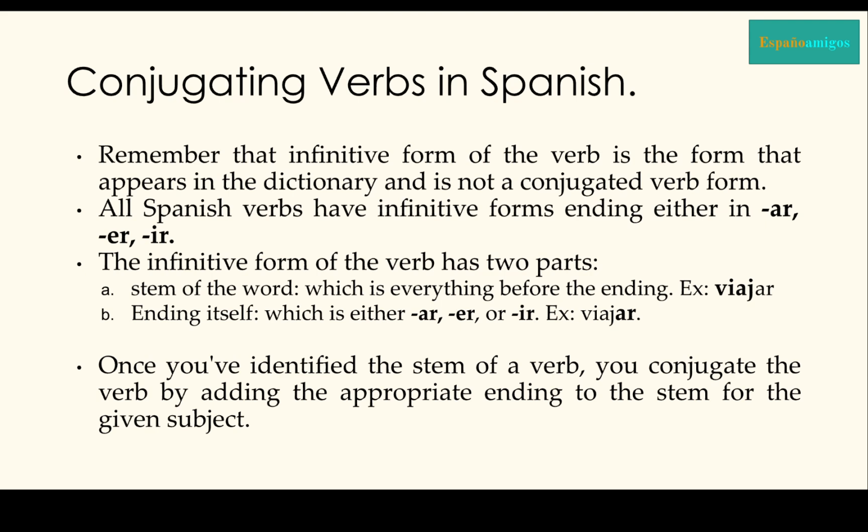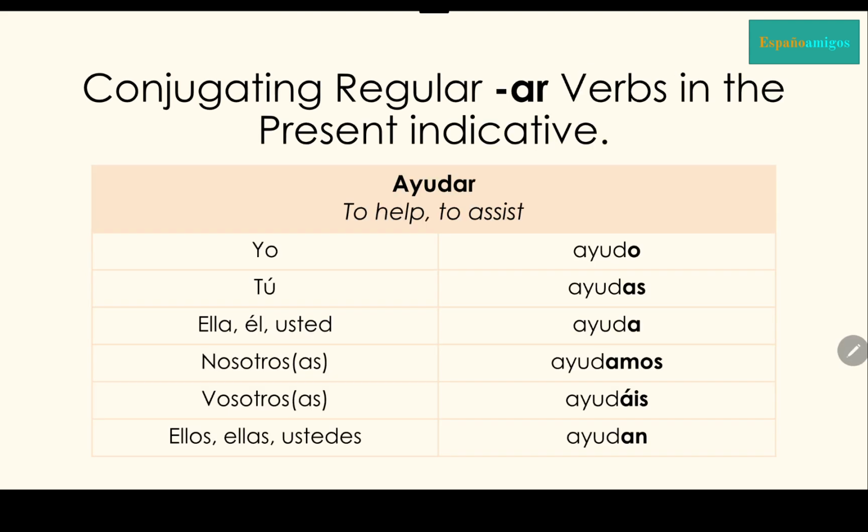Okay? So once you have identified the stem of a verb, you conjugate the verb by adding the appropriate ending to the stem for the given subject. This is really important. Normally, when we conjugate a verb, for example ayudar, to help, to assist, we identify that it has the ar as an ending, right? Remember that the stem is going to be the same. What is going to change is the ending. So in this case, we are going to conjugate it in this way.